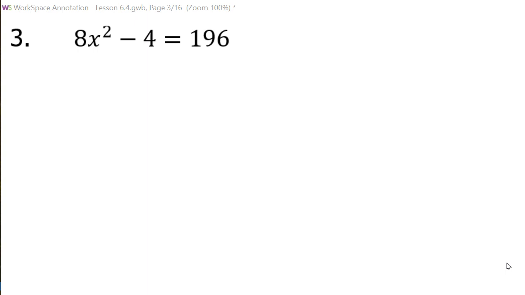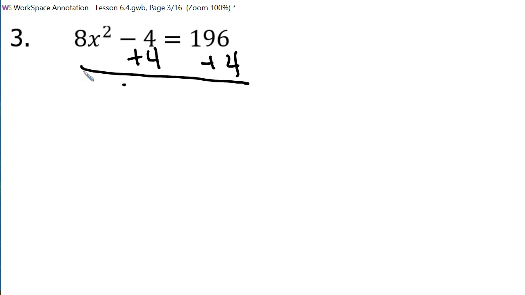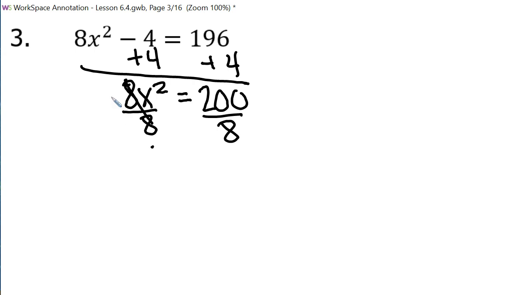So what would we do first to get the x squared by itself? Add 4 to both sides. That gives us 8x squared equals, what's 196 plus 4? 200. Is x squared by itself? No. How do we get rid of that 8? Divide both sides by 8. So that would be x squared equals 200 divided by 8, which is 25.